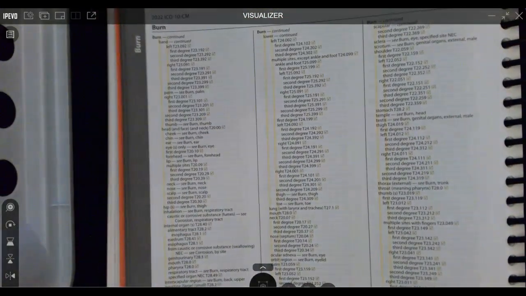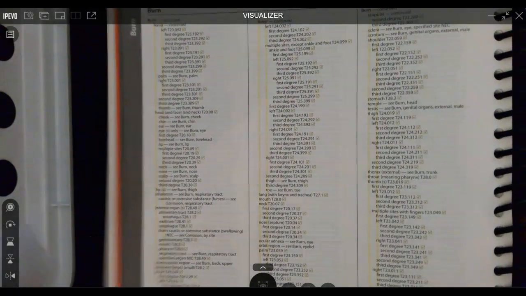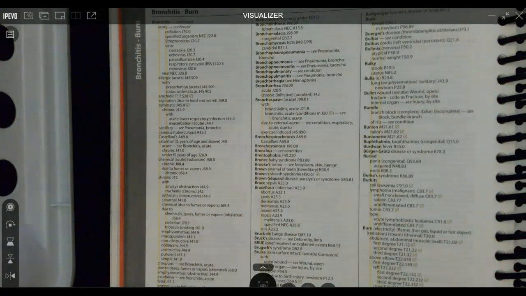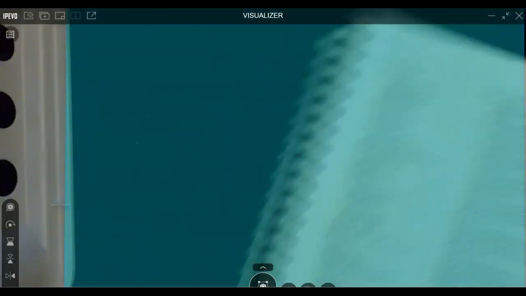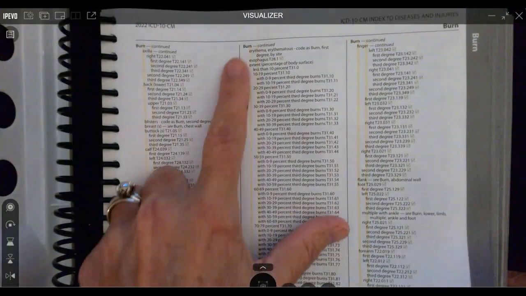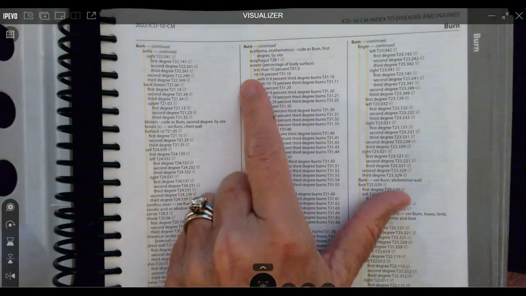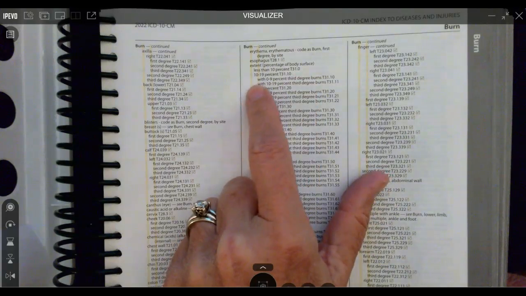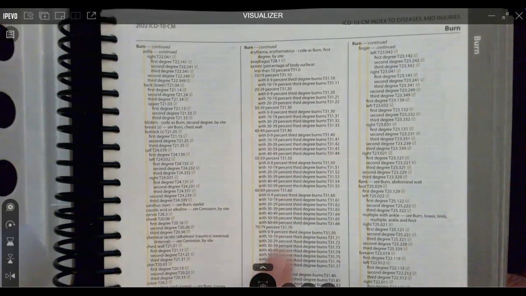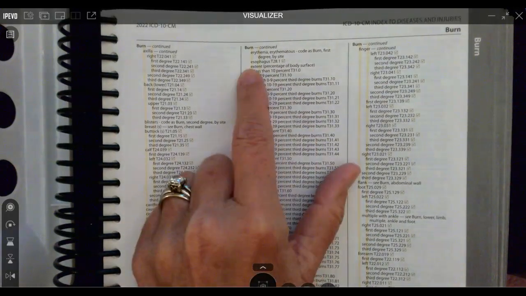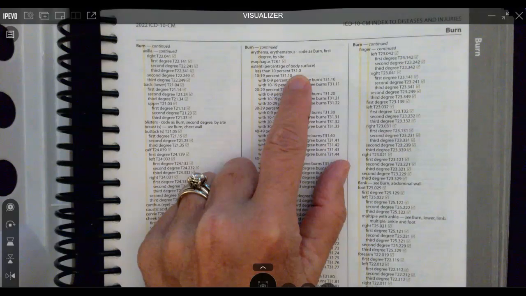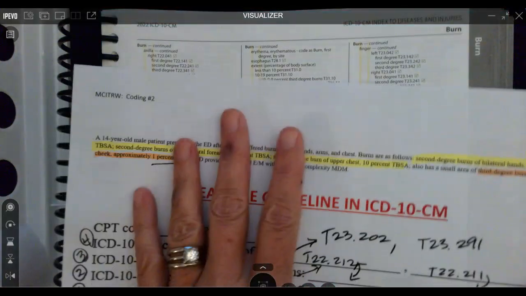Now under burn, let's go to extent of body surface. Let me see if we have that here. Here we go. Again, it's alphabetical, so you're going to go back a page because we're under burn and then extent percentage of body surface. Less than 10% is T31. And let's see what we have here. So these are all 3rd degree. Okay, all 3rd degree burns. So on this one, we have less than 10% of 3rd degree. We just have 1%. So we're going to go with T31.0 for this one.